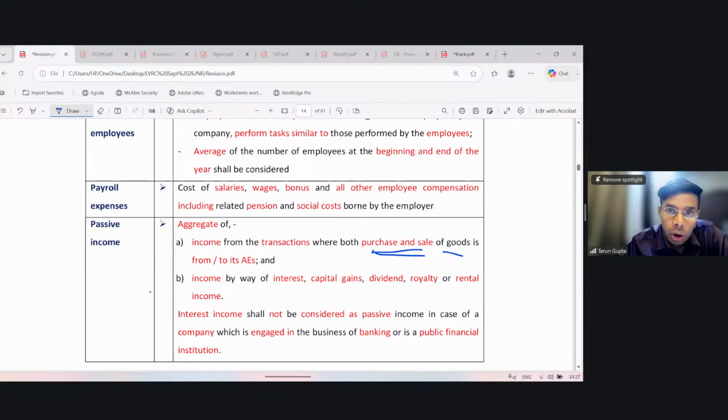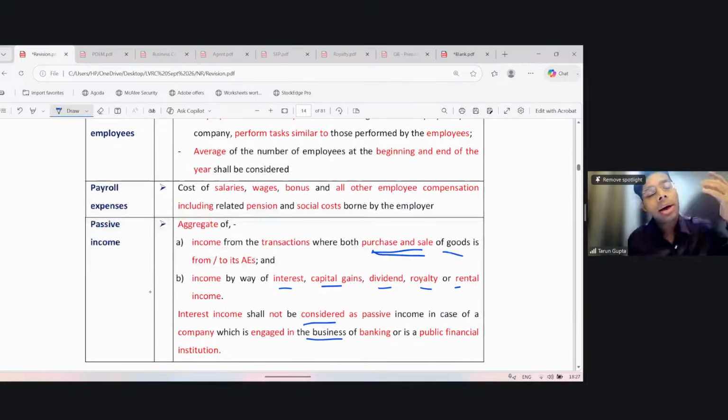And what are other passive income? Income by way of interest, capital gain, dividend, royalty, or rental income. These are also considered as passive income. But interest shall not be considered passive income in case of companies engaged in the business of banking or public financial institution. So in such a case, of course, the interest is not a passive income.